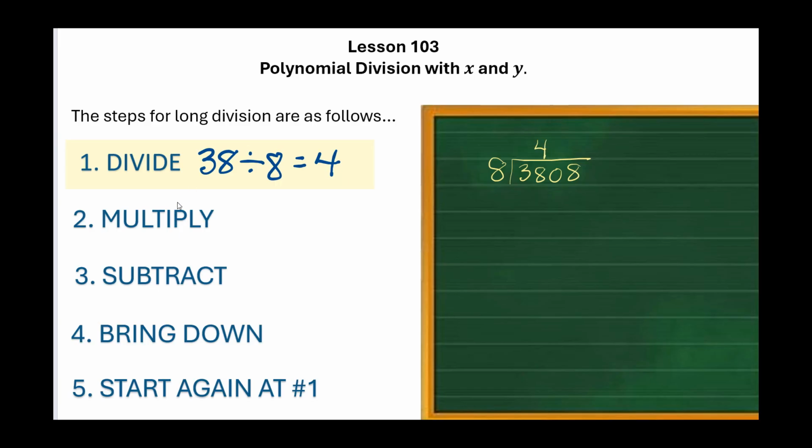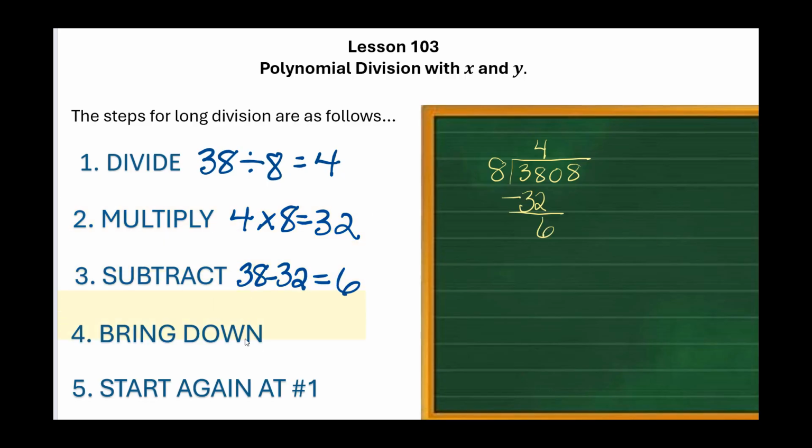The next step is to multiply. What do we multiply? We multiply the 4 times the 8, and we get 32. And we put that down here below the 38. 4 times 8 is 32. And the next thing we do is subtract, and we're going to get 6. We're going to bring down the next number right next to that 6. So we'll bring this 0 down and put it right there.